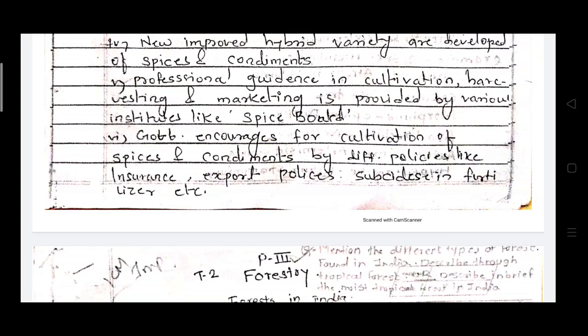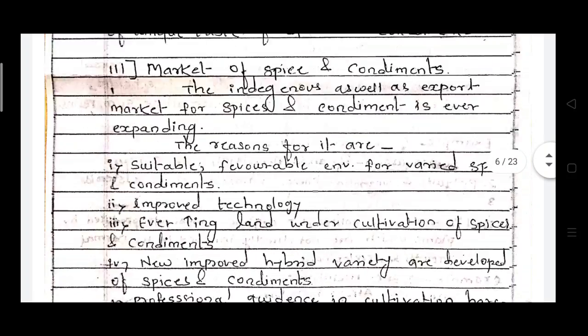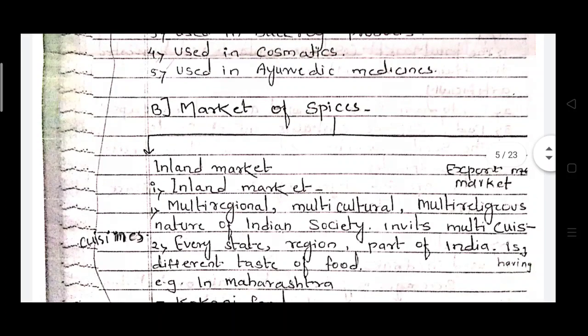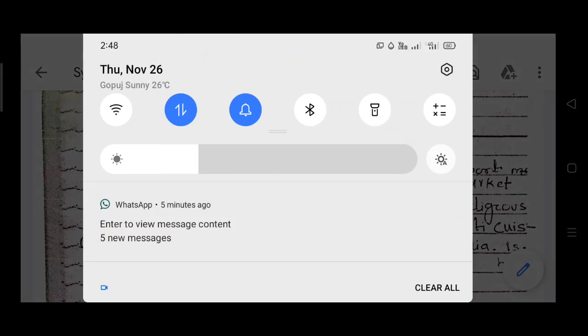So this is regarding the marketing or commercial market of spices and condiments. So now I stop here.